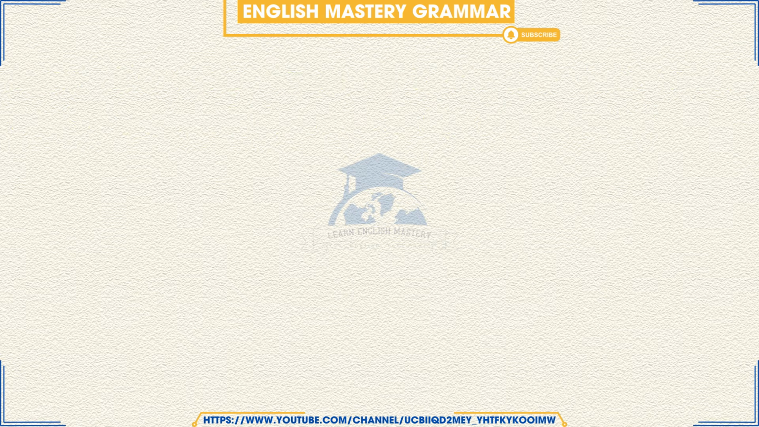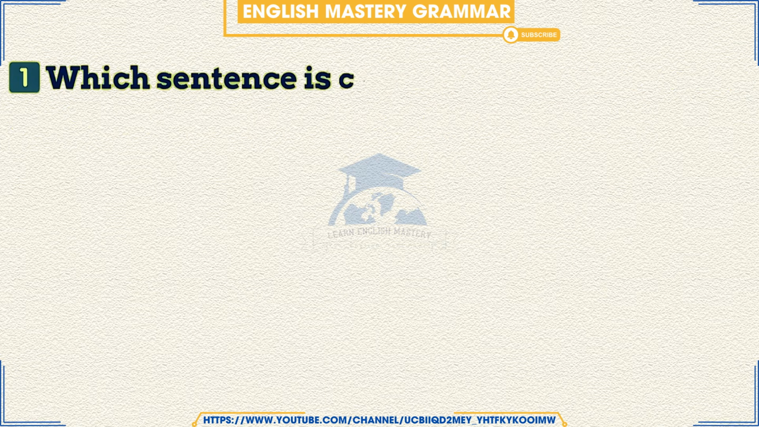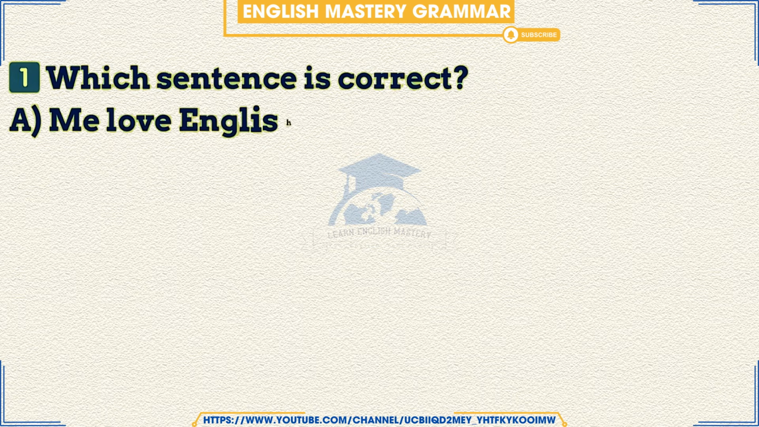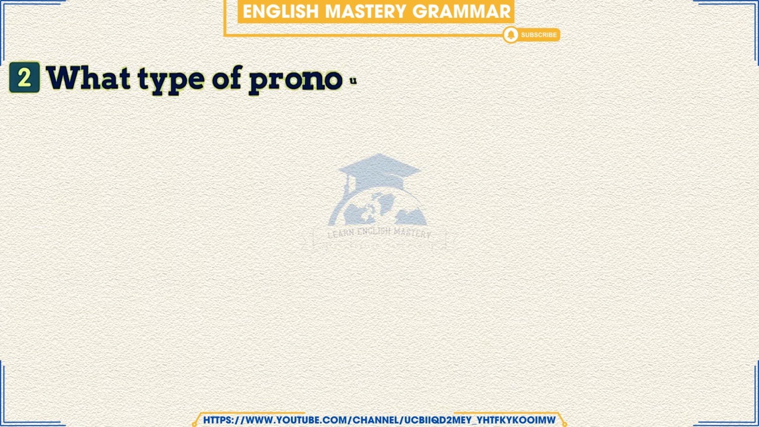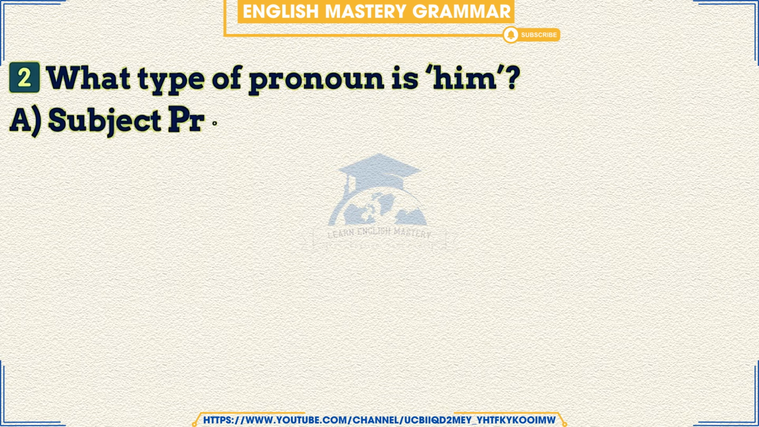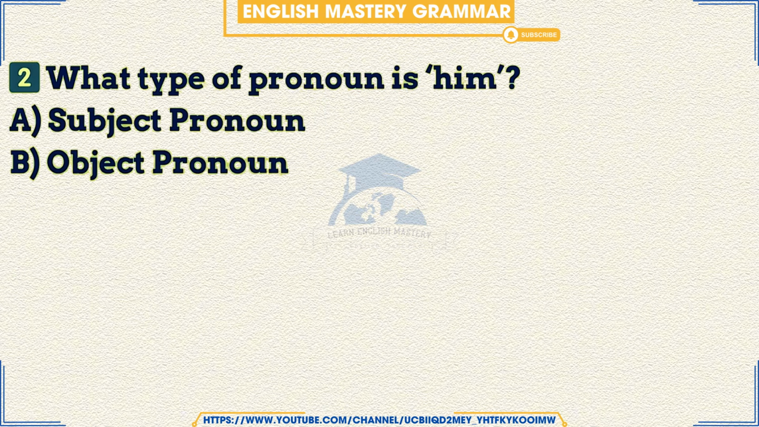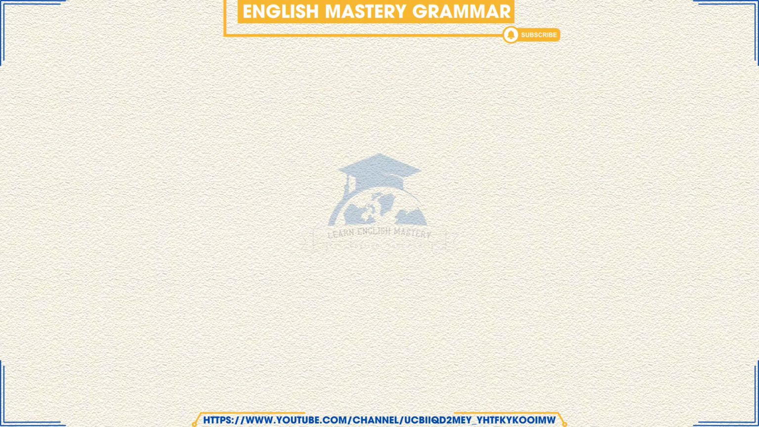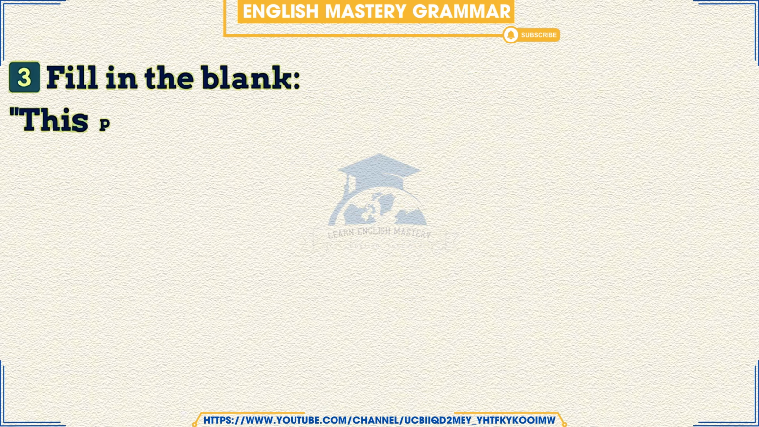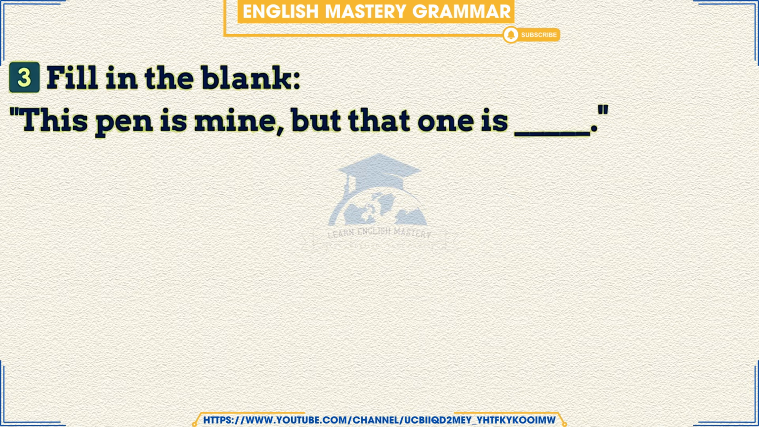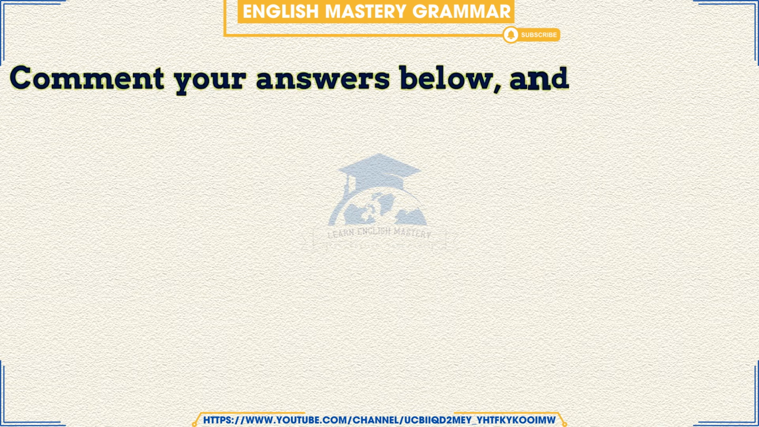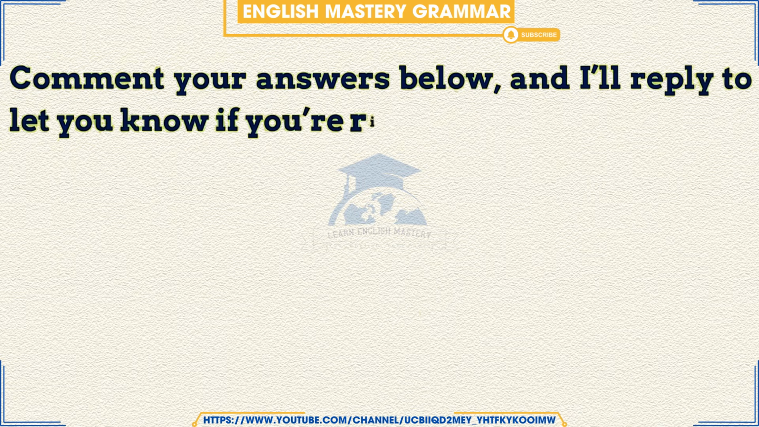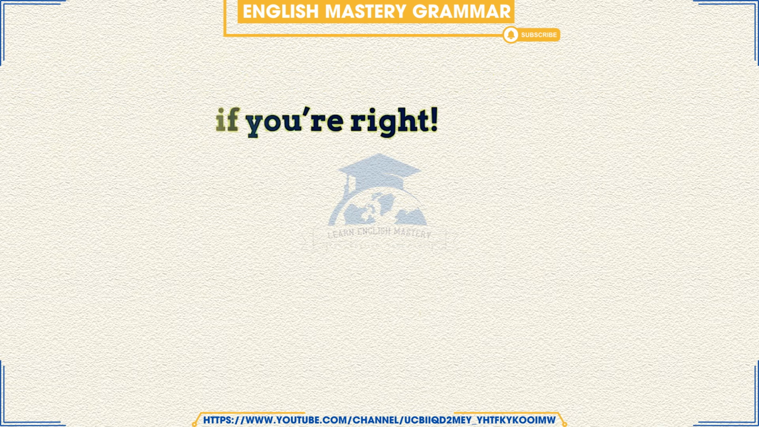Answer in the comments. 1. Which sentence is correct? A. Me love English. B. I love English. 2. What type of pronoun is him? A. Subject pronoun. B. Object pronoun. 3. Fill in the blank. This pen is mine, but that one is I. Comment your answers below, and I'll reply to let you know if you're right.